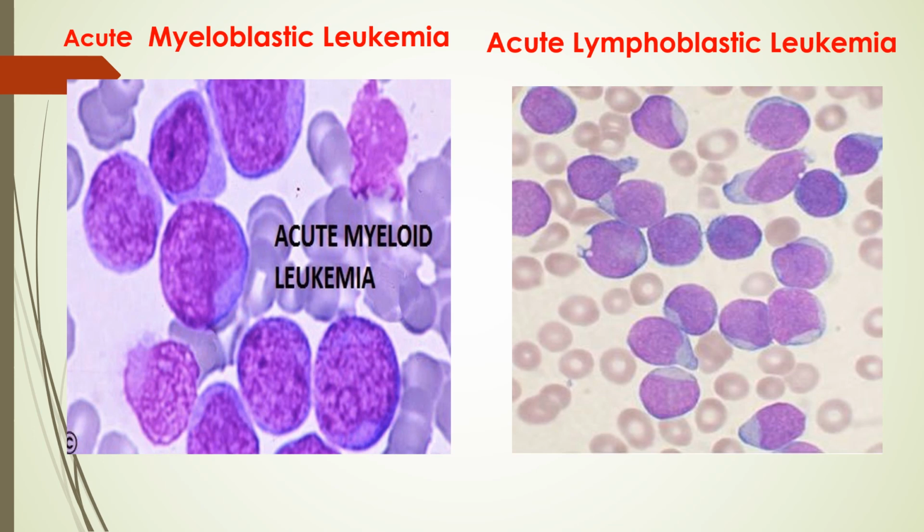The slide on the left is acute myeloblastic leukemia showing myeloblast, and the slide on the right is the slide of lymphoblast in acute lymphoblastic leukemia or ALL.